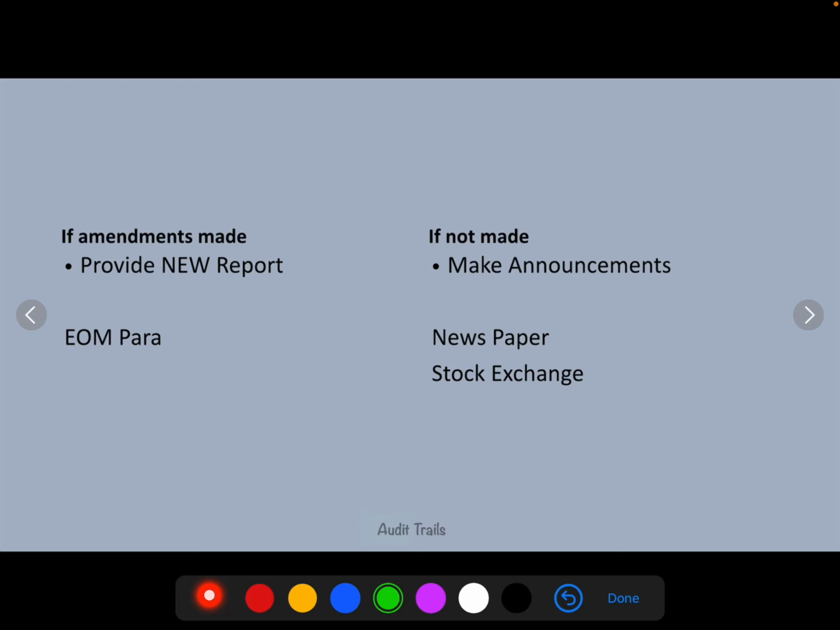If the amendments are made by the management, then the auditor will issue a new report, and therefore this matter will also be disclosed in the emphasis of matter paragraph of that new report. But if amendments are not made, in those circumstances the auditor will have to make an announcement in the newspaper, and to the relevant stock exchange as well.